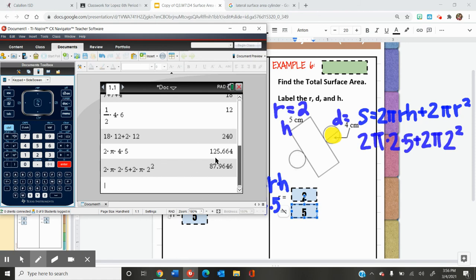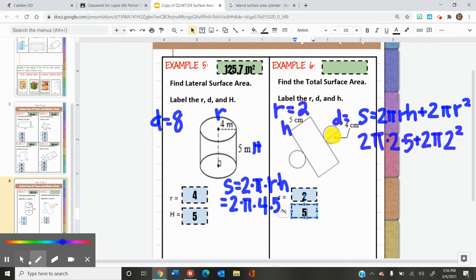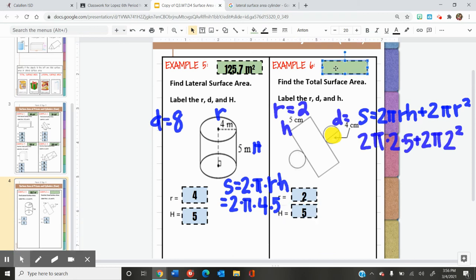Now looking at my calculator here, the total surface area of this cylinder is going to be 87.96 centimeters squared. Or you can round this to 88 centimeters squared.